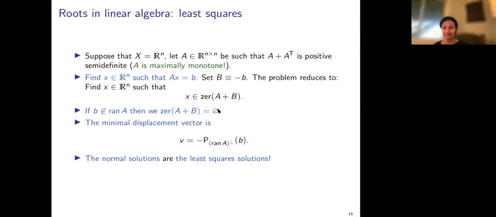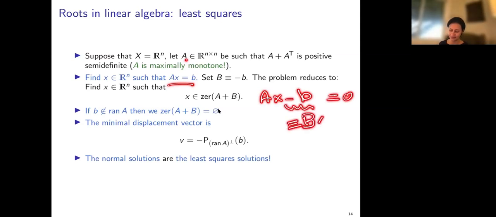We were actually motivated by the normal equations from linear algebra. So the story has roots in linear algebra. Suppose that we start with an n by n matrix A that is positive semi-definite, so whose symmetric part is positive semi-definite. That's equivalent in this case to saying that A is maximally monotone. And we look at this linear system of equations. We can rewrite this as Ax minus b equals 0. And you can call this operator B, so that Bx is minus b for all x, in which case we can look at this as finding a zero of A plus B.